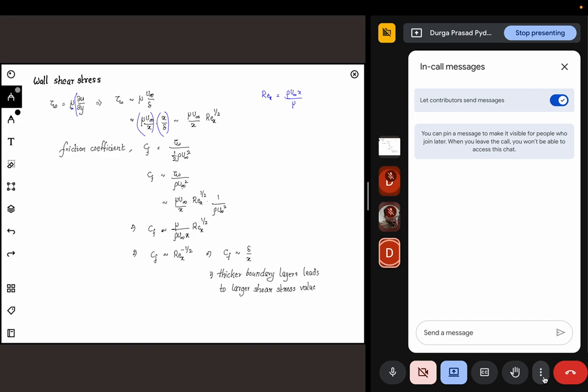Air is basically a Newtonian fluid, so we can still use this. His experiments were on air and water, which are Newtonian fluids.